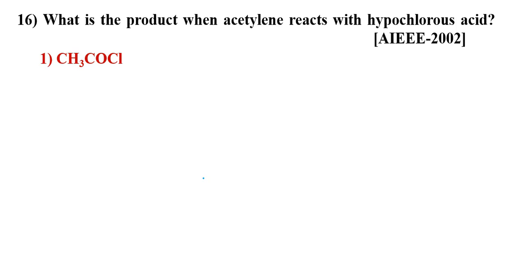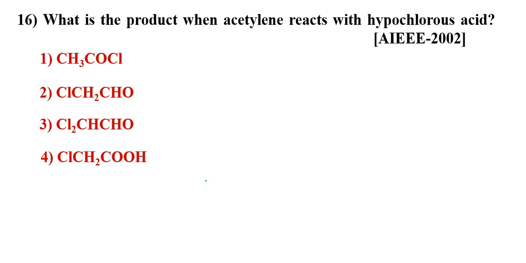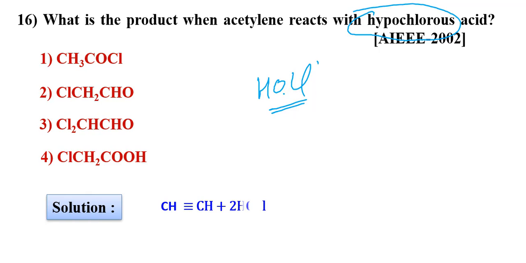Next, what is the product when acetylene reacts with hypochlorous acid? First of all, you have to know what hypochlorous acid is. If you know hypochlorous acid, then you can easily write HOCl. In this HOCl, OH is the minus part and Cl is the plus part. Then in one place OH, in another place chlorine.